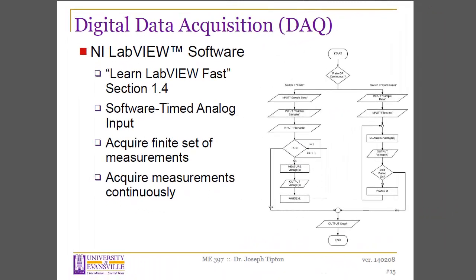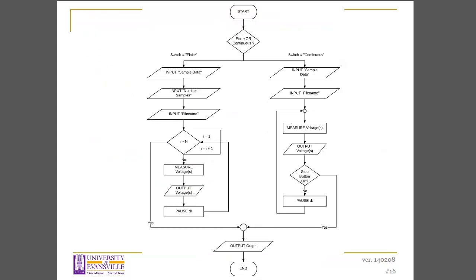Finally, we have just a review here of what you accomplished with your assignment to work through the first chapter of Learn LabVIEW Fast. Realize that you accomplished software-timed analog input, so we were limited at the rate of data we could take through the CPU clock of the desktop computer. You also learned to acquire a finite set of measurements or to acquire measurements continuously. I'll come down here in one page so we can see this sort of zoomed in.